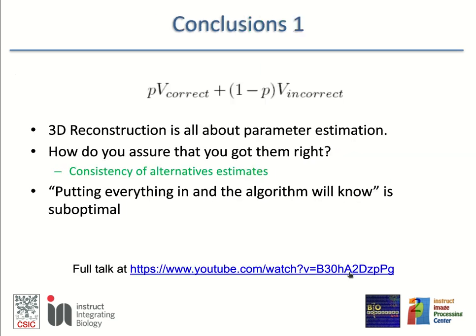So this idea that we have incorrect estimations, how can we know? Because you estimate the same parameter several times with the same algorithm, or ideally with different algorithms, and then you can compare the different alternatives, and you will recognize those for which they disagree quite a lot. This idea of putting everything in and the algorithm will know is clearly suboptimal.